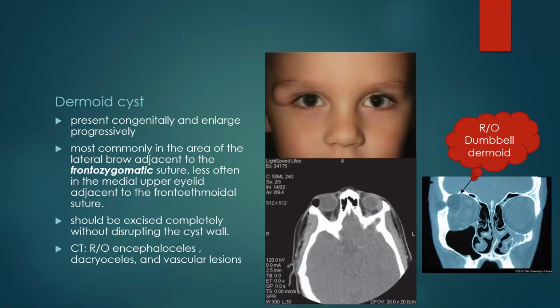So dermoid cysts present congenitally and enlarge progressively. It's most commonly presenting in the lateral brow adjacent to the frontozygomatic suture, and less often present nasally in the frontoethmoidal suture. Mainly it's 2/3 here and 1/3 here. Should be excised completely without disrupting the cyst wall, so we prevent the recurrence.